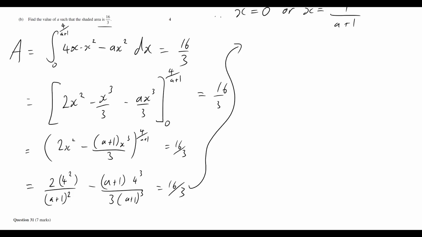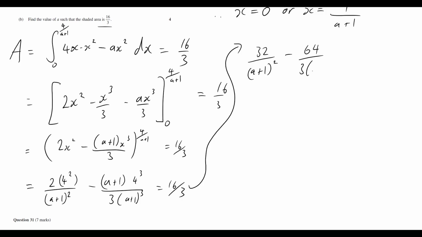So expanding these brackets and figuring out what these numbers actually are. 4 squared is 16, so 16 times 2 is going to give us 32 over still a plus 1 squared. Now minus a plus 1 over the a plus 1 all cubed. I'm going to ignore that now, so we'll just get rid of that. And so now it's going to become 4 cubed. So 4 cubed is 64.